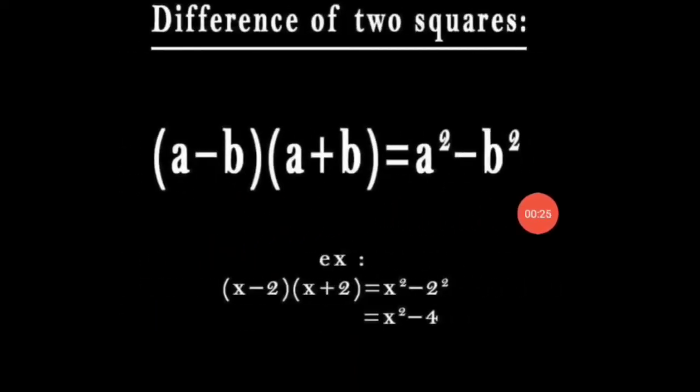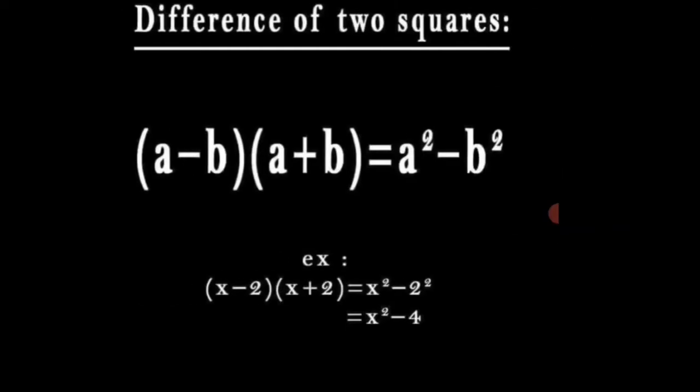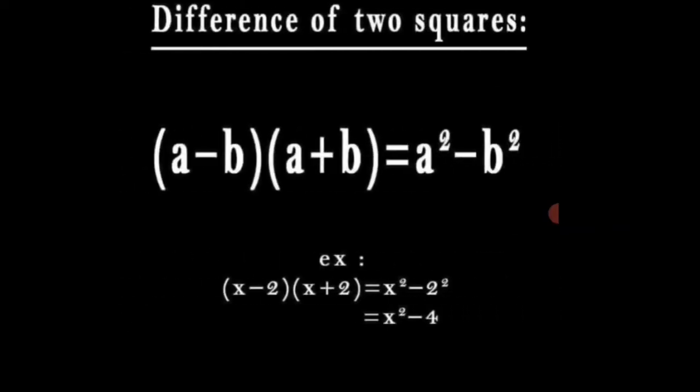The second formula is the difference of two squares. If we have two numbers, a plus b and a minus b, the product is equal to a square minus b square, which means if we have two numbers a and b, we have to write the square of the first and the square of the second.